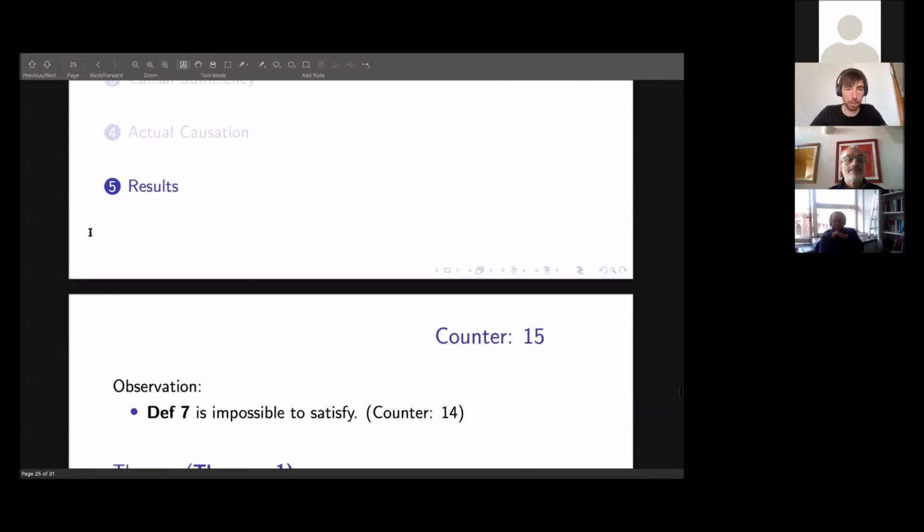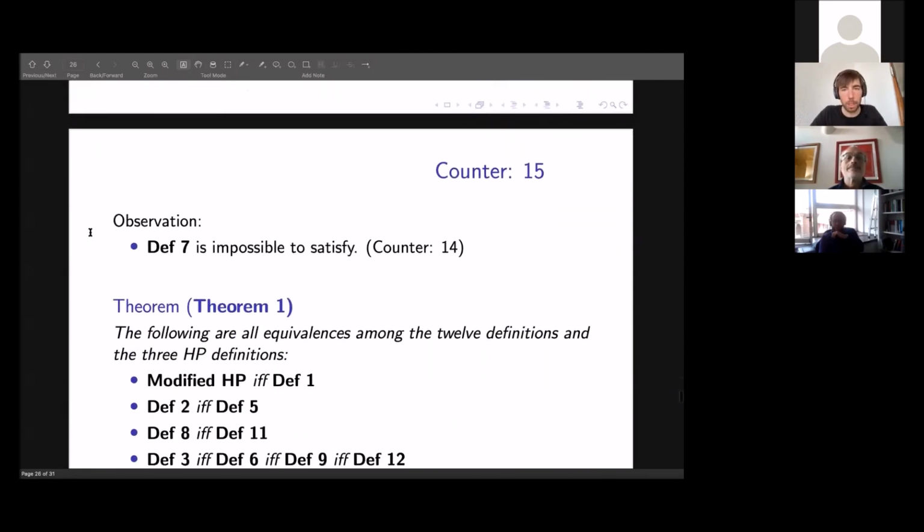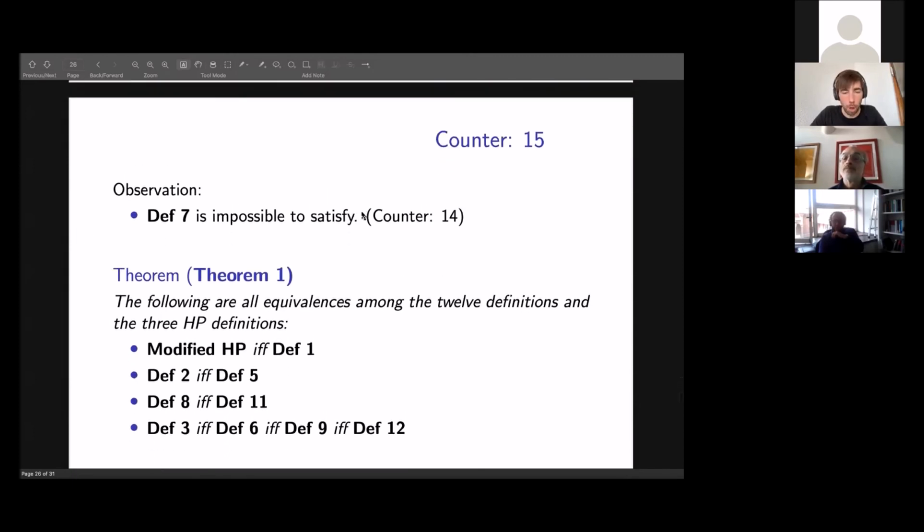All right, results. So first, note that we have, for the moment, 15 candidate definitions of actual causation, namely the 12 that I've just defined and the 3 HP definitions. So that's 15 in total. What I'm going to do is get the counter from 15 to 1. So by selection, I'm going to dismiss definitions because they have certain bad properties. Definition 7, that's easy. It is impossible to satisfy. So I'm going to get rid of that.